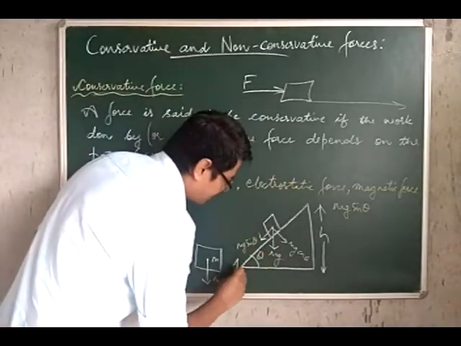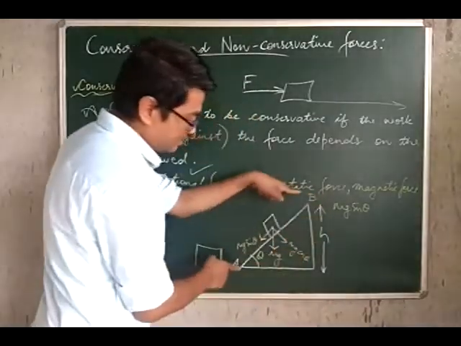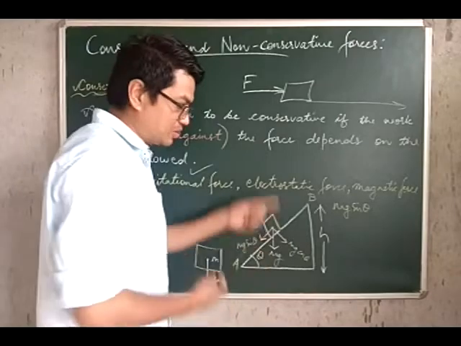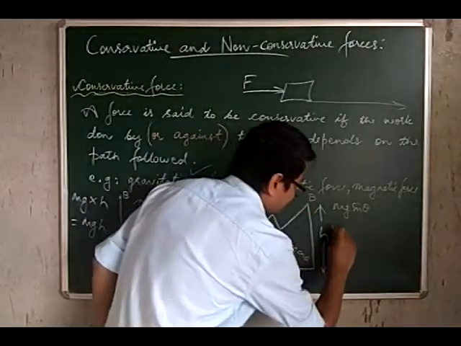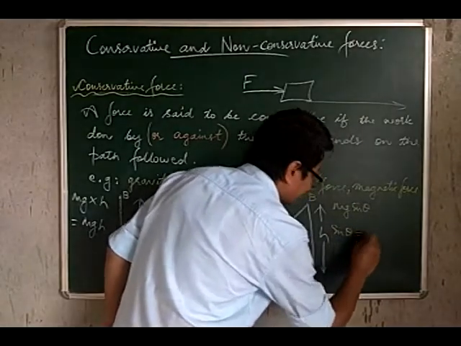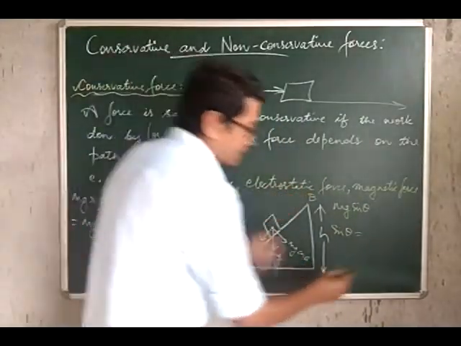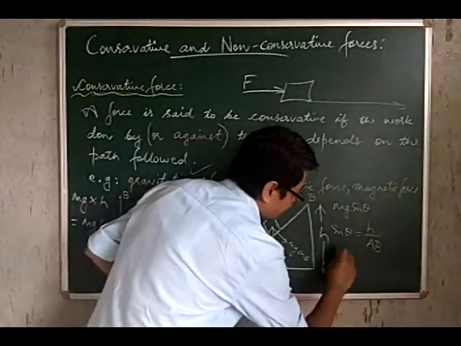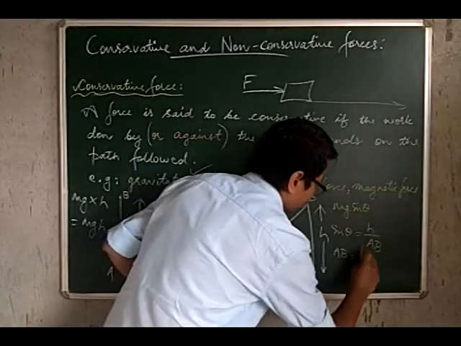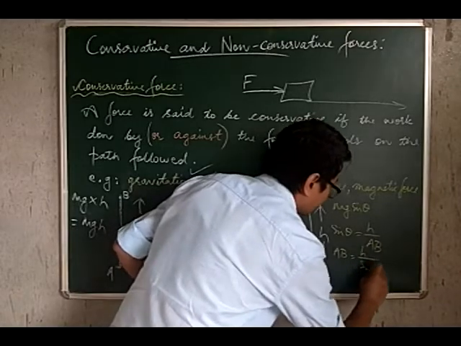Okay, let me name these points A, B again. So AB is the displacement. We need to find how much is AB. Now if we look at this right angle triangle, then in this right angle triangle, sine theta is h by AB. So to say, from here, AB will be how much? H by sine of theta.